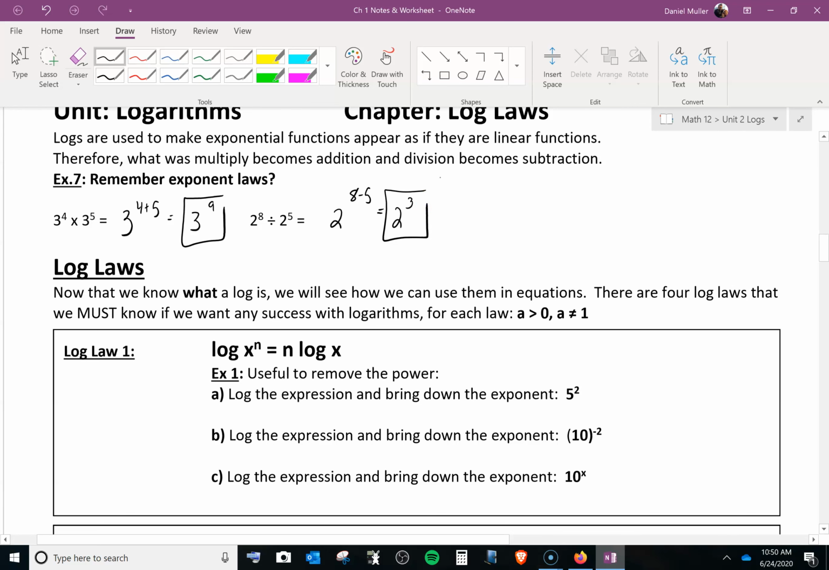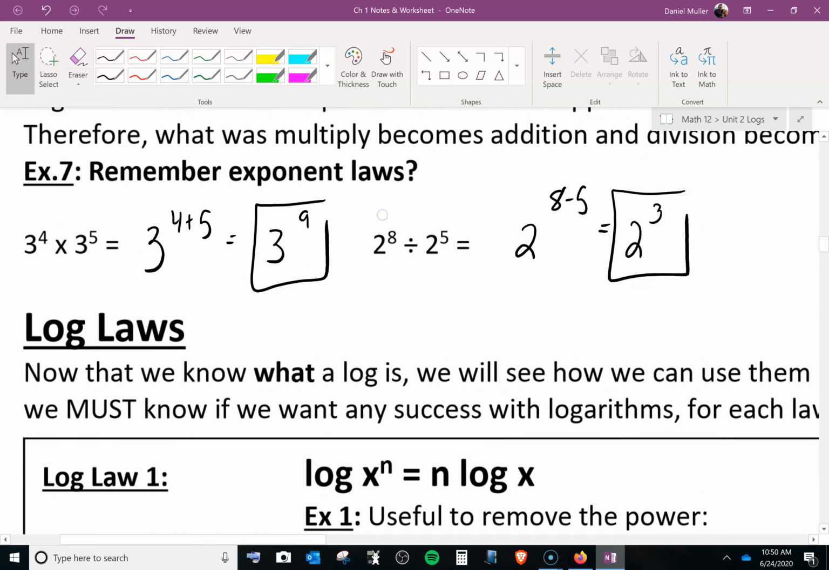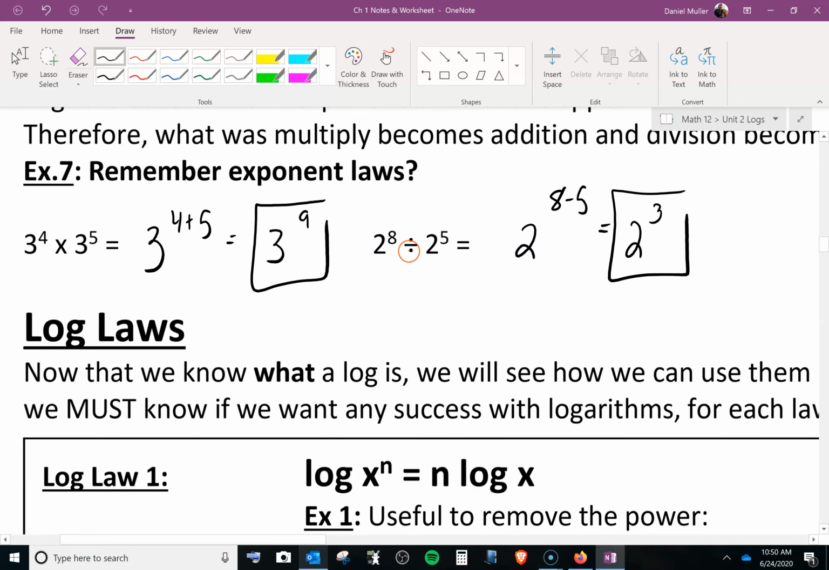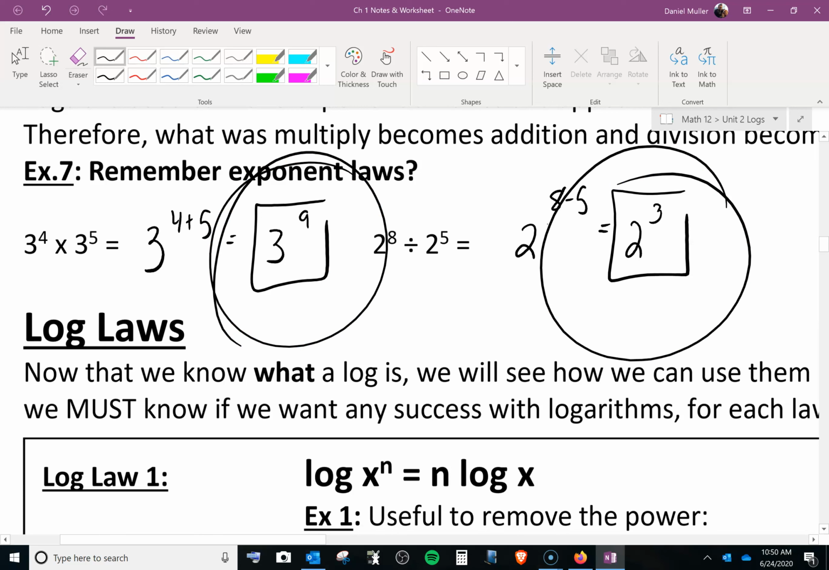Now, these laws need to be inverted. So here, when we're timesing, we added. So now, when we add, we're going to times. Okay? Here, when we divided, we subtracted. So we're now going to do the inverse. If we subtract, we're going to have to divide. And the whole idea is that we're trying to get it into a single term. Right now I've got this, and you're trying to condense it.